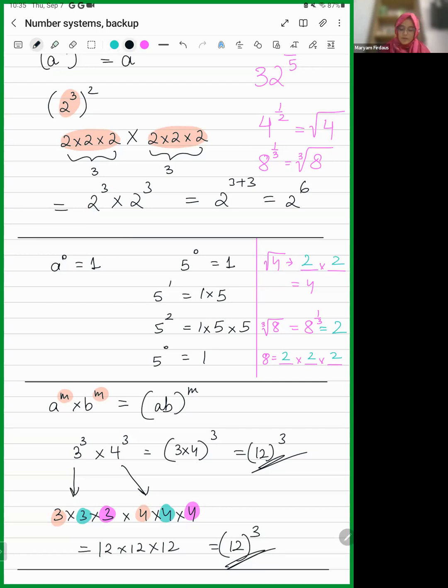Okay, let's just do one more. What is 27 to the power 1 by 3? This means which number when multiplied with itself 3 times will give you 27? 3, very good. So this will be 3 because 3 into 3 into 3 gives you 27. Is that clear? So let's do a few questions on this.